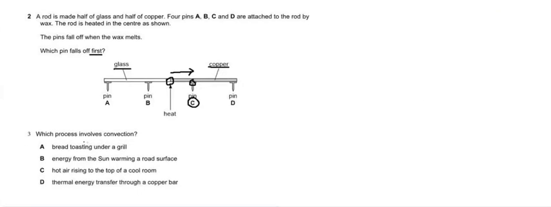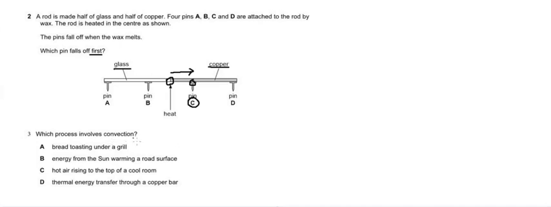Now the third question, which process involves the convection? Here the processes are given. The option number A, bread toasting under the grill. In this process generally there is the process of the radiation. There is no conduction. Then many times the bread is not touching the grill. So in case of the conduction, there should be the physical touch between the two objects. Then only the conduction takes place.